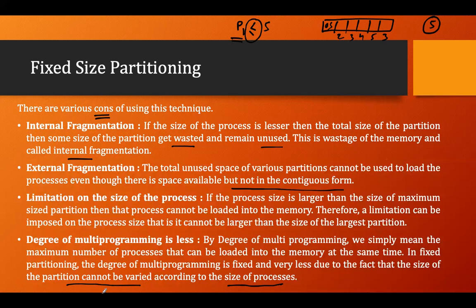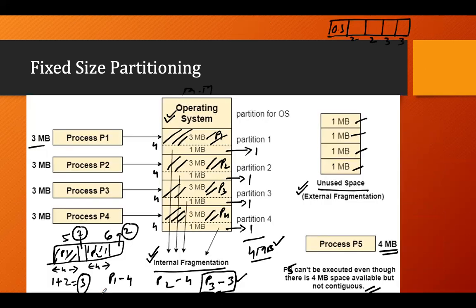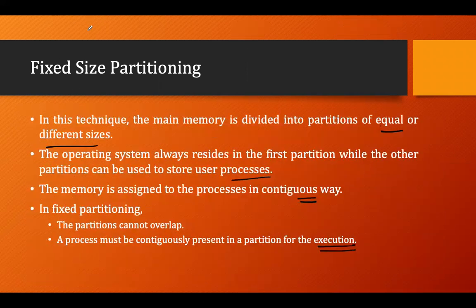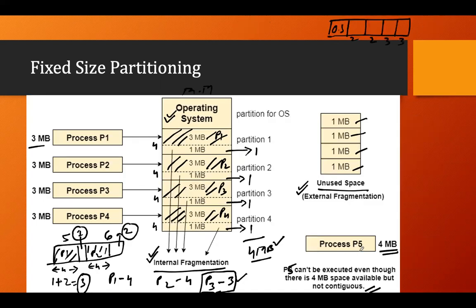Getting it? So what is the point here, that the degree of multi-programming will be less? So here we have how many processes? We have 5 processes. But because of the problem of internal and external fragmentation, this 5th process we cannot accommodate here, even though the size is there. I have 4 MB total, right? But I cannot accommodate it. That is the problem that we are facing.